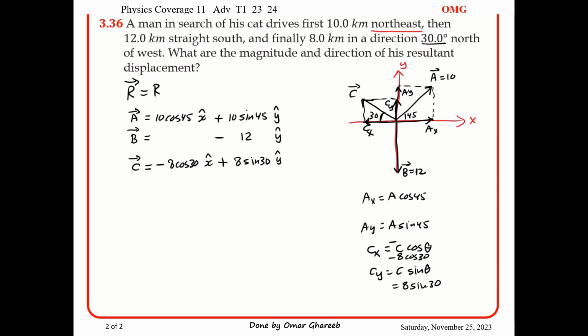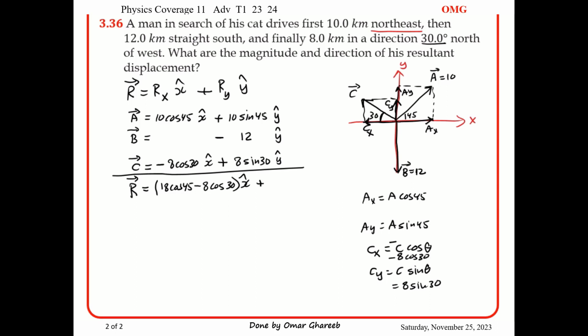R has two components, one in x, the other in y. There is no component in the z direction. Now, to find R, add the x components with each other and the y components with each other. For the x component, we have 10 cosine 45 plus nothing here. The contribution of B is 0 on the x-axis, minus 8 cosine 30. This is in x hat.